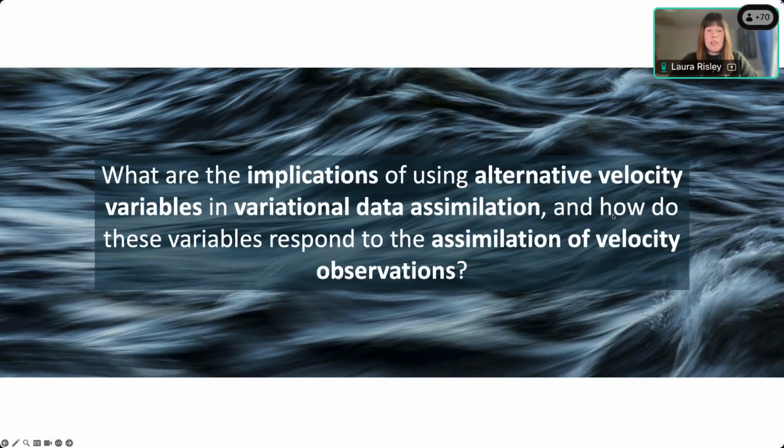My PhD aimed to answer the following questions. What are the implications of using alternative velocity variables in variational data assimilation, in particular NEMOVAR, and how do these variables respond to the assimilation of velocity observations?